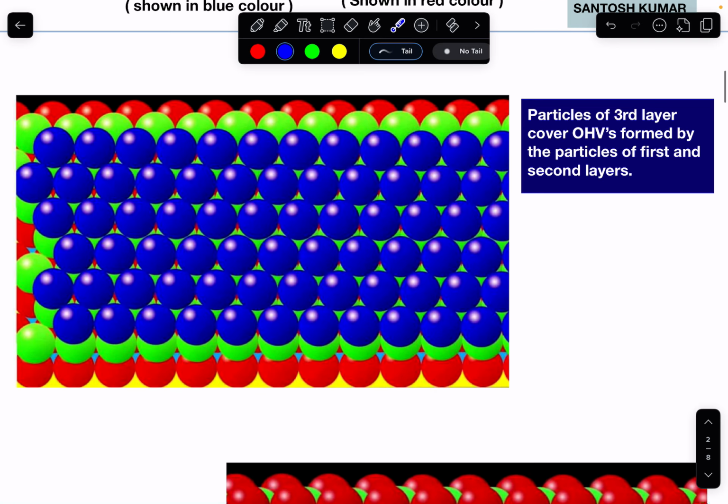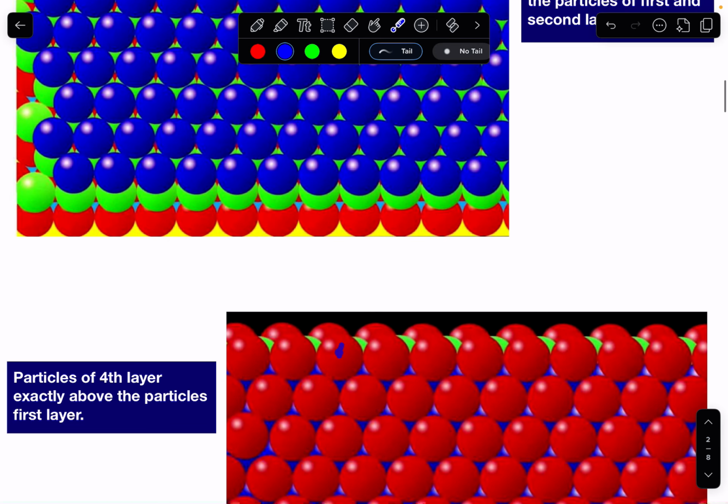And finally the fourth layer of FCC, if you see, the particles of the fourth layer are exactly above the particles of the first layer. So here these are the particles of the first layer, these are the particles of the second layer, these are the particles of the third layer, and this is again the particles of the fourth layer. Fourth layer particles are lying exactly above the particles of the first layer, and this is the arrangement of particles in different layers.